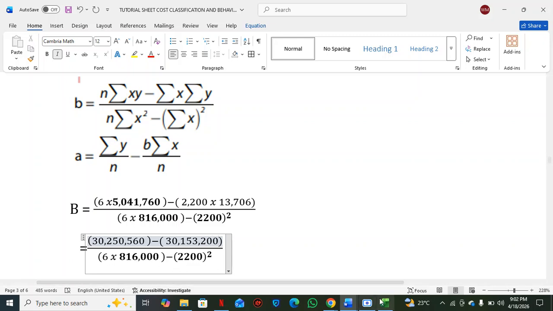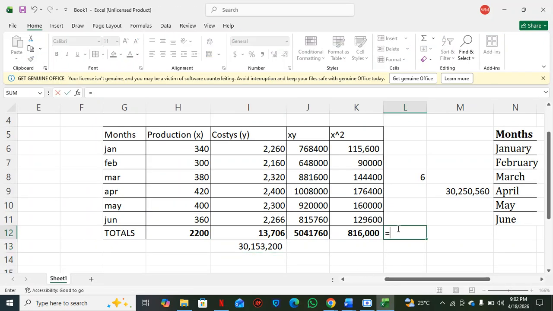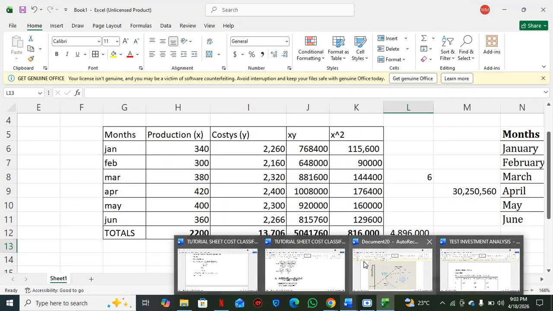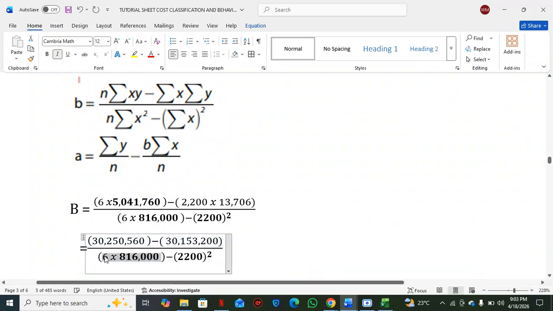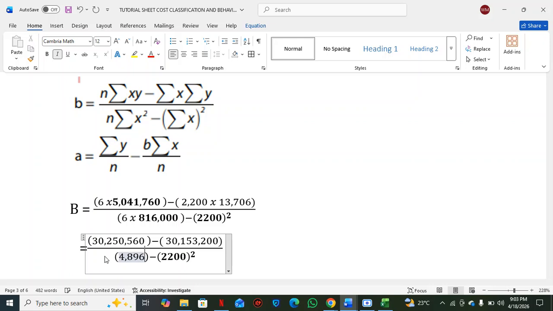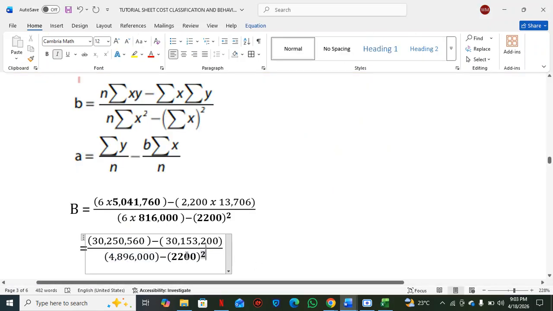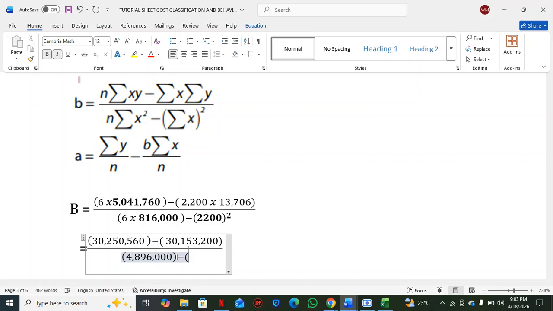Then here below, we're going to say 6 times 816,000, which is 4,896,000. And then 2,200 squared is 4,840,000.